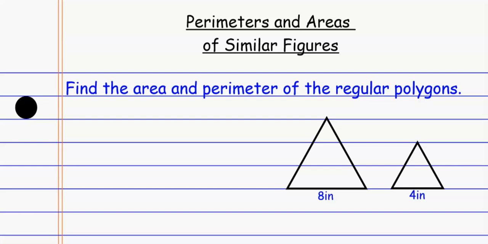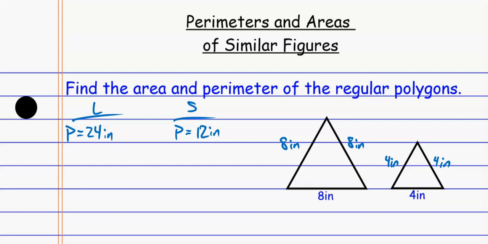So anytime we have regular polygons, they're automatically similar polygons. If I look at this first one, regular polygons, all the sides are the same. So this one is an equilateral triangle, so all of the sides are 8 inches. Likewise, all the sides here are 4 inches. Looking at the larger and smaller triangle separately, the perimeter of the larger triangle is 24 inches. It's just all the sides added together. The perimeter of the smaller triangle, all the sides added together, is 12 inches.